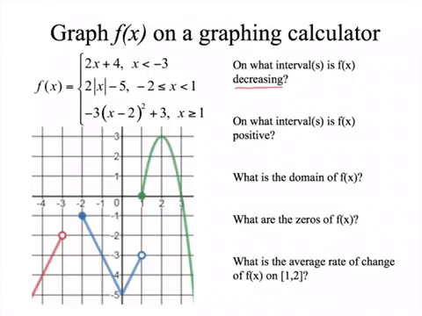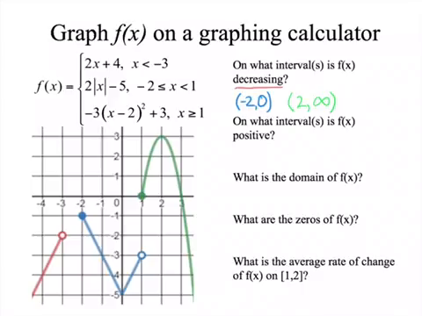So for that, on the blue graph, the first interval for where it's decreasing is from -2 to 0. That's my first interval. And then for the green graph, it's decreasing from 2 to infinity. Those are the intervals for which this graph, a combination of 3 different graphs, is decreasing.